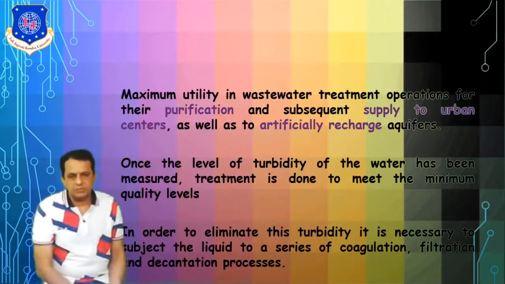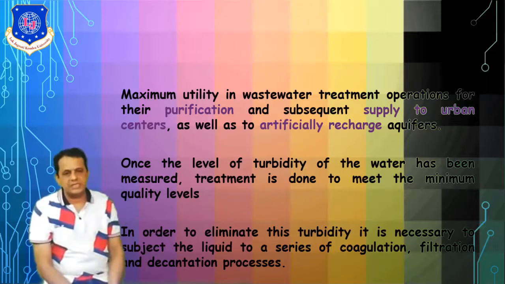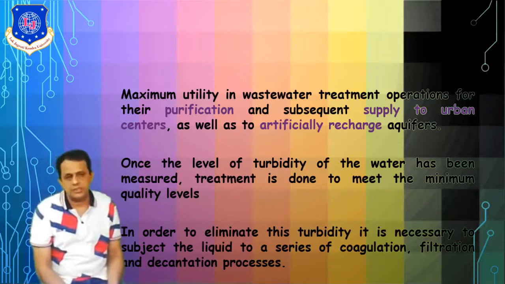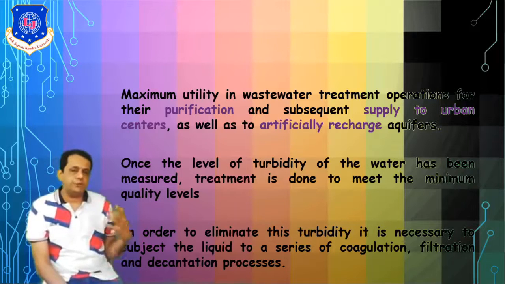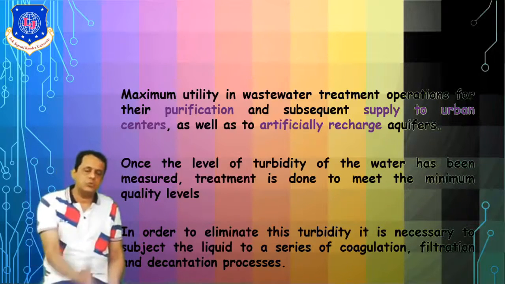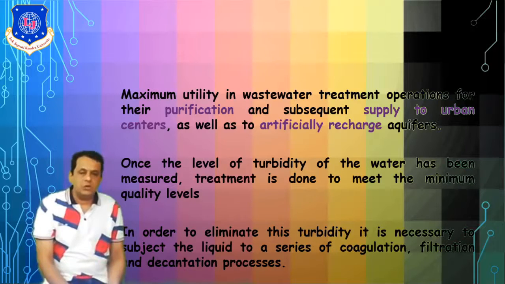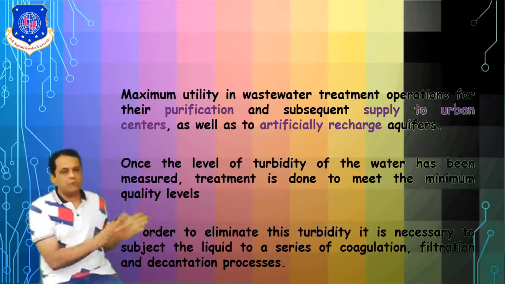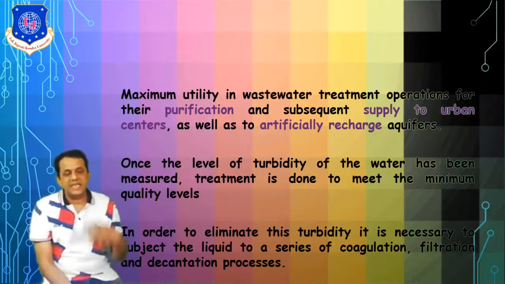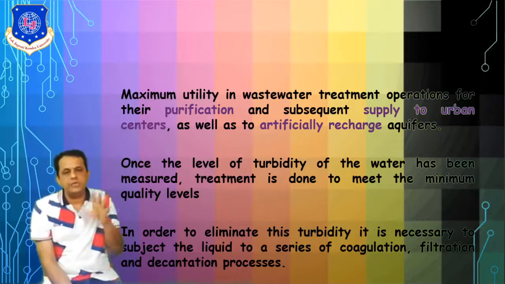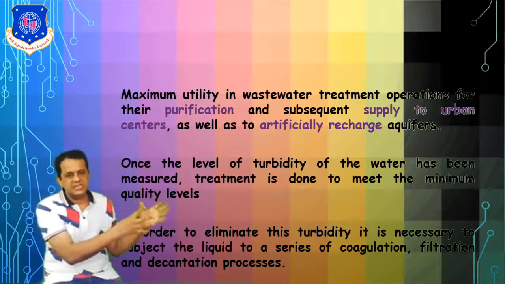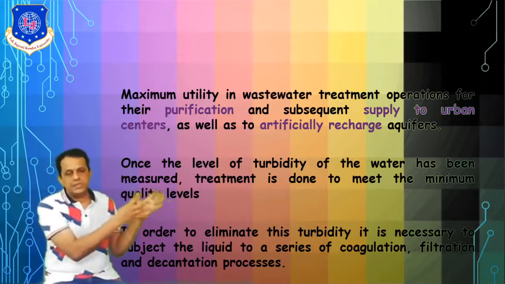So what is the application of this turbidity measurement? As I said, it is used for water quality, and its maximum utilization is in wastewater treatment operation, where purification and supply to different centers is to be done, and also artificial recharging. Once the turbidity level of the available water is measured, we can decide what treatment is to be done to reach the minimum quality level for the water. This is a very useful method to decide the quality of your water under treatment.